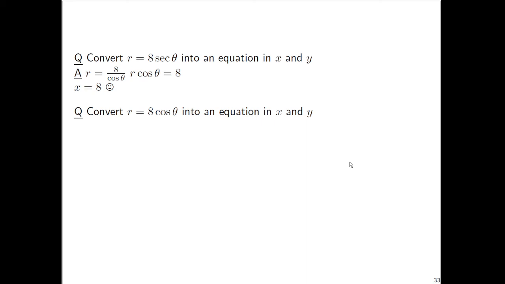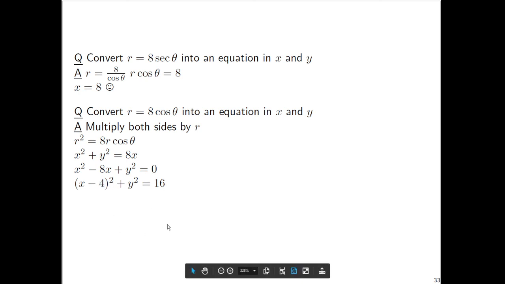What about r is equal to 8 cosine of theta? Can we convert this into an equation in x and y? Yes, although not exactly the same technique we saw is going to work. We're going to have to try something a little more creative. Here, the thing that actually works is multiplying both sides by r. So then we'll have r squared is equal to 8r cosine of theta. Now take a look. The 8 stays, and then r cosine theta is x. Going back to the conversion formulas we saw, r squared is x squared plus y squared.